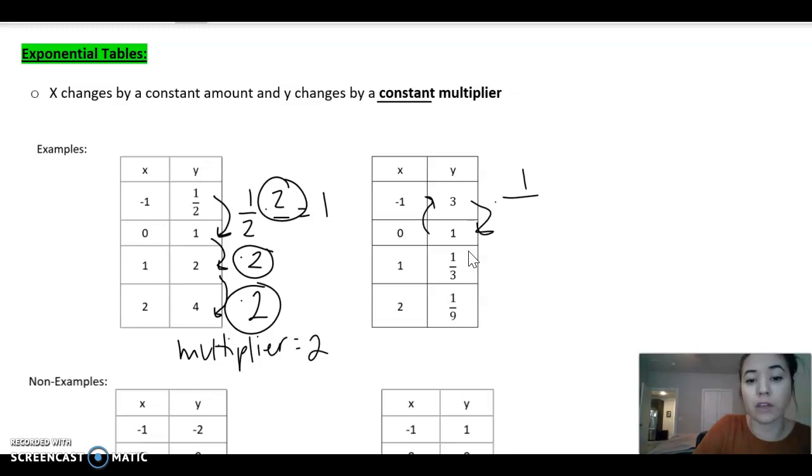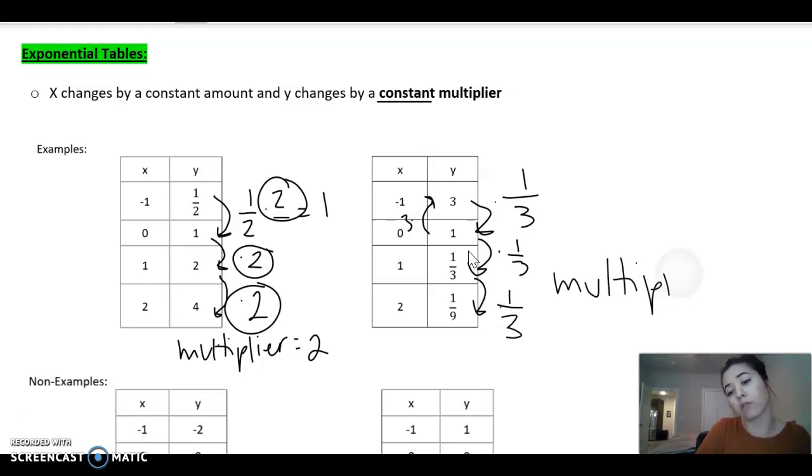1 times what gives me 3? 1 times 3 is 3. So that should be my multiplier. And if we check all the way down, 1 times a third is indeed a third. And then a third times a third does give me 1/9. So my multiplier for this one would be 1/3. So those are two of our examples. So these again are two exponential tables.